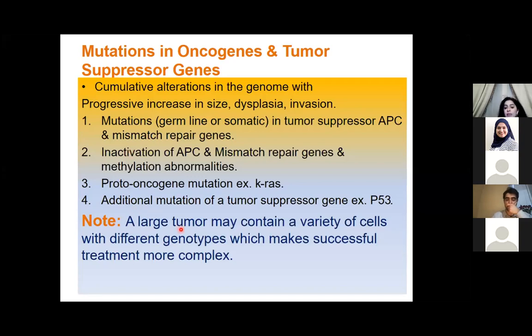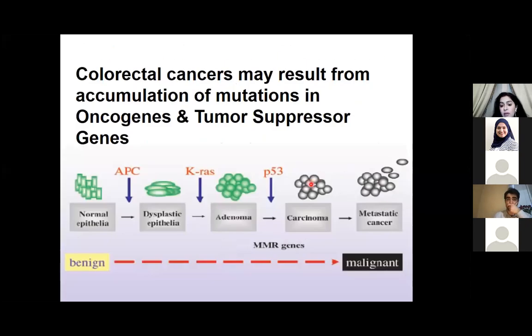A large tumor may contain a variety of cells with different genotypes, which makes successful treatment more complex. Now this is important. What does this mean? It means that if we look at this tumor and examine each cell, you can see some genetic alterations present in one cell and not present in the other. We can see that these are not having the same genotype. They can have different genotypes.